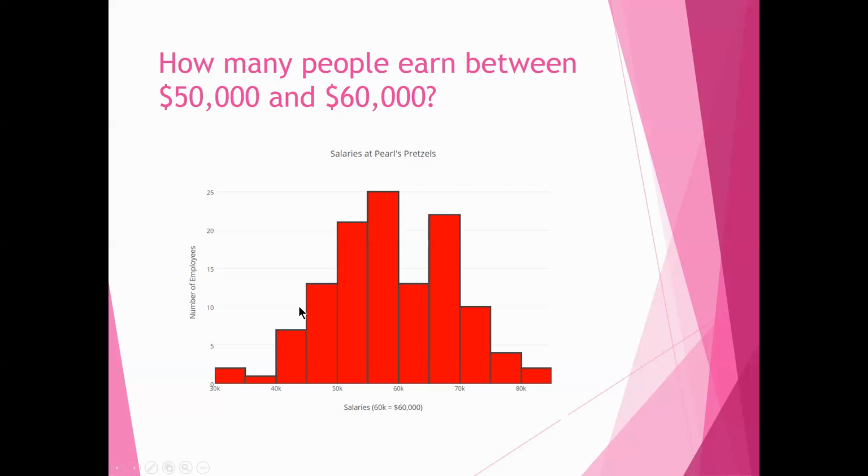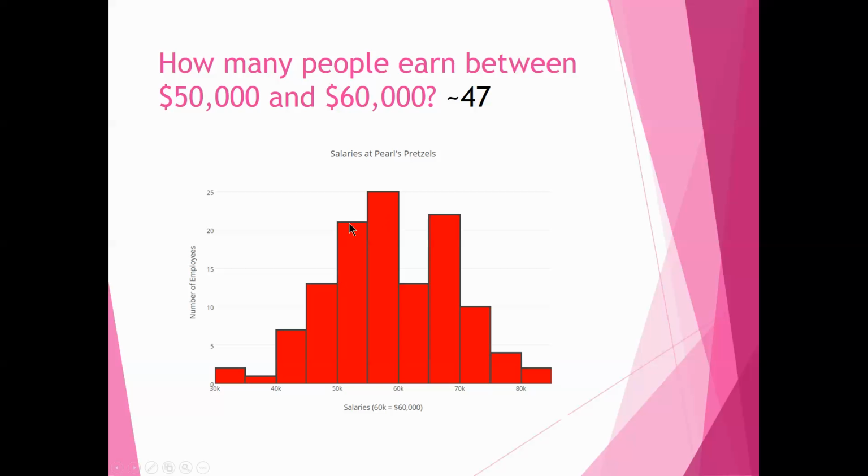How many people earn between $50,000 and $60,000? Let's estimate that. Well, this column is going to be $50,000 to $55,000. This column is going to be $55,000 to $60,000, so we need to add those two. So maybe this goes up to 22, and this looks like 25. So approximately 47 employees make between $50,000 and $60,000.